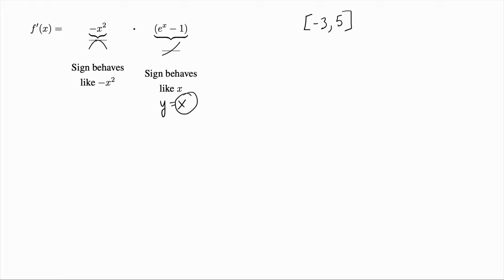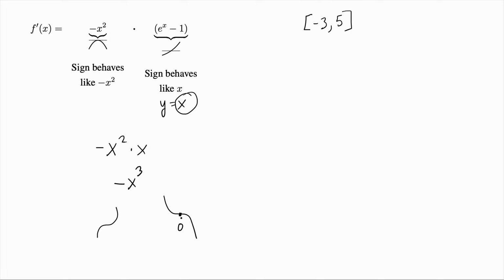Of course, this guy's already a polynomial. So then what we do is we just simply think of this as being negative x squared times x, in other words, negative x cubed. What does negative x cubed look like? Well, x cubed looks like this, so negative x cubed looks like that at 0.